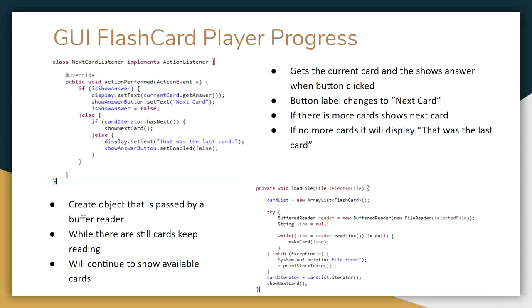This is some of our code from the player program. In the top code, it gets the current card and shows the user the answer after clicking on the Show Answer button. The button label will change to Next Card if there are more cards. If not, then the button will be disabled and the message will appear in the text area: that was the last card. In the code below, we created an object that is passed through the buffered reader. Here it will keep reading the cards if there's any available.